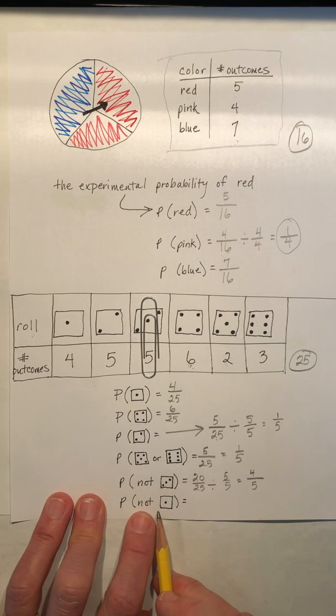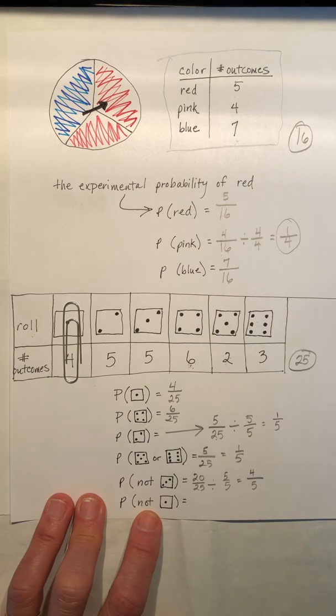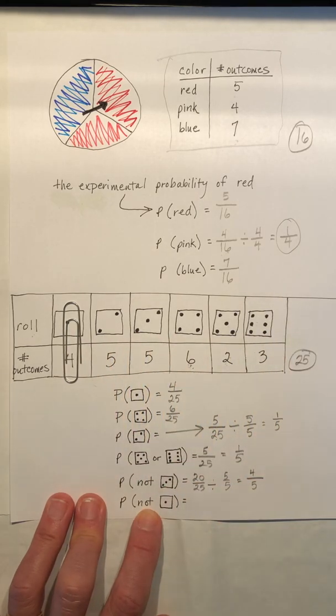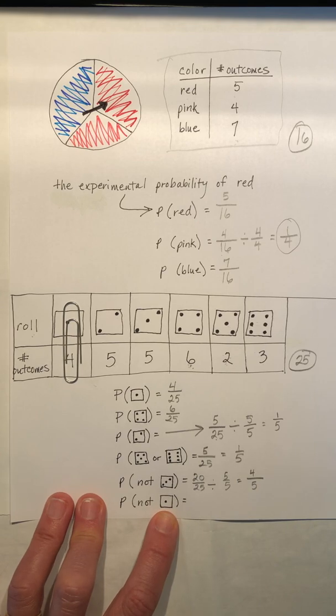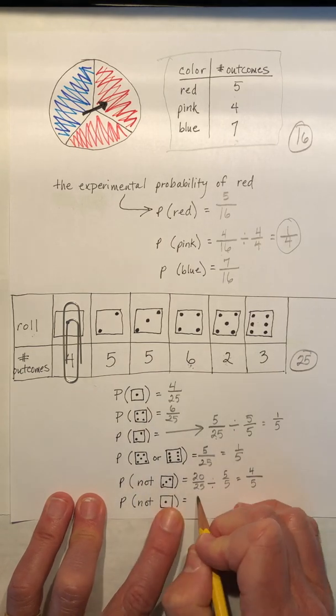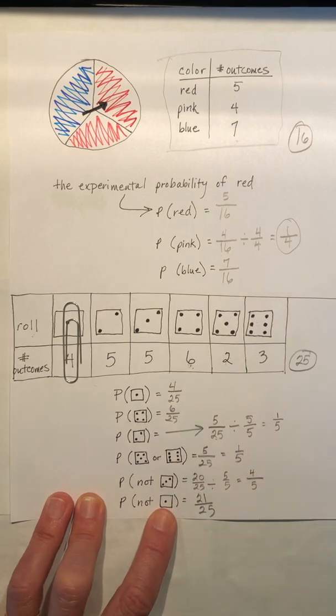What's the probability of not getting a 1? Well, let's cover up the ones that we got. So the probability of not 1 means of all the other things that we got, what was the total of those not getting a 1? And when I add up all those numbers, I get 21 out of 25. And that cannot be simplified.